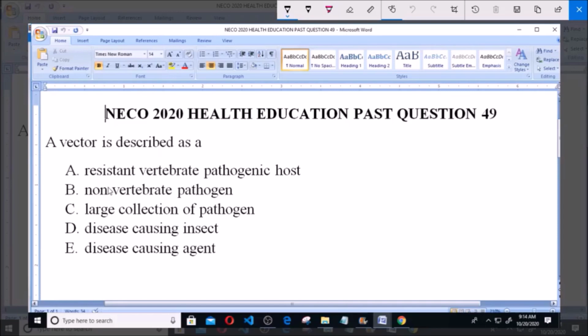Now, vectors, according to option A, are resistant vertebrate pathogenic hosts. This option would have been correct if this vertebrate here was invertebrate, because it is known that vectors are invertebrates. They do not possess a backbone, so this answer is invalid. Option B says they are non-vertebrate pathogens. Now, vectors are not pathogens. Vector simply refers to a disease-carrying organism.